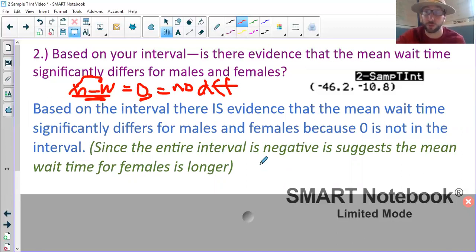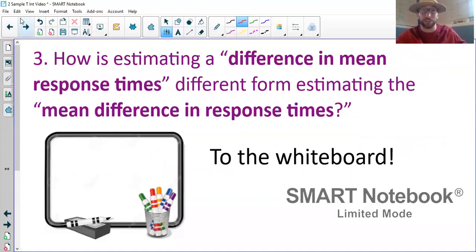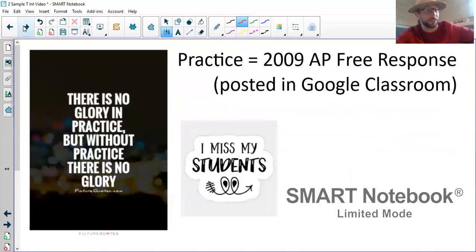That's the most concise way to write that, what you see in blue. And then in green is going back to what we saw on the last slide. The fact that the interval is entirely negative tells us we think the mean wait time for females is longer. Last question, and we're all done here. And then for practice 2009 free response, you'll see a really similar setup to this. One more question though.